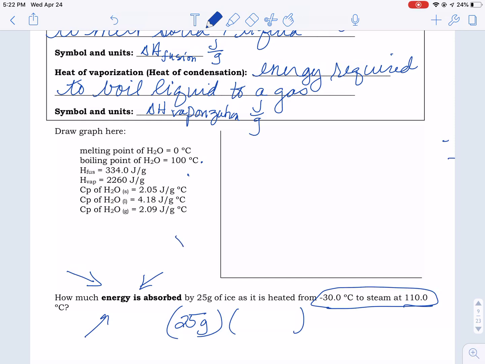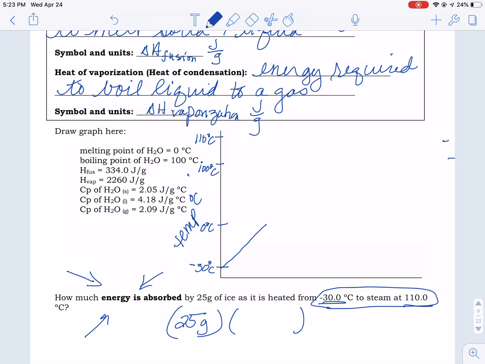First of all, this is our temperature. It's in degrees Celsius. Start with our lowest temperature, negative 30. Then a little ways up, put 0 degrees because that's the freezing point of water, melting point of water. Then put 100 degrees because that's our boiling point. And our highest temperature is going to be 110. During the time ice is being warmed, its temperature is going to change. It's only when it begins to melt that it won't change.